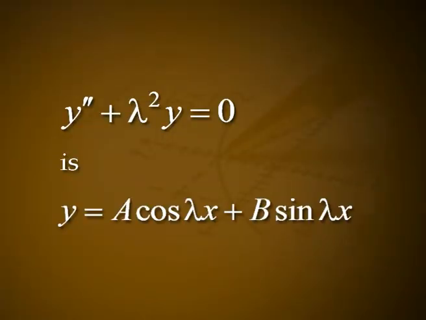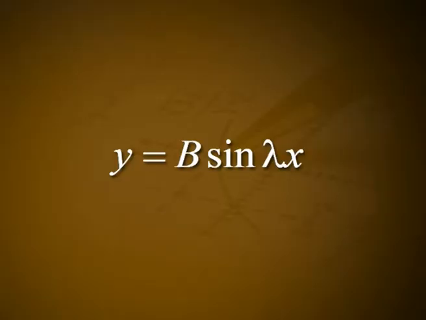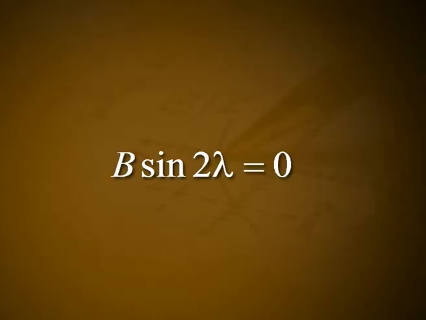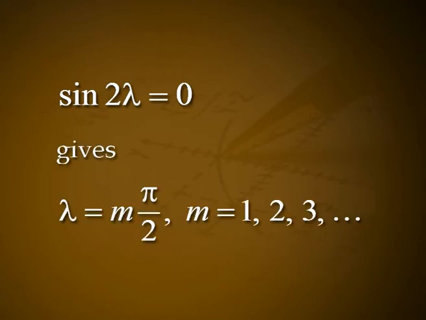The general solution to the differential equation y'' + λ²y = 0 is y = a cos λx + b sin λx, and the first boundary condition gives a = 0, hence y = b sin λx, and the second boundary condition gives b sin 2λ = 0. Now, for the non-trivial solution b ≠ 0, so sin 2λ = 0 gives λ = mπ/2 for m = 1, 2, 3, etc.